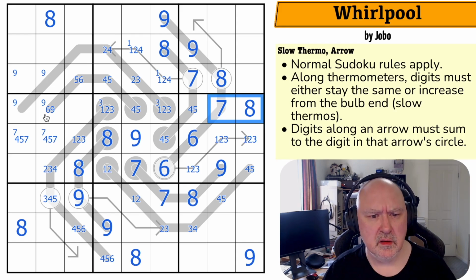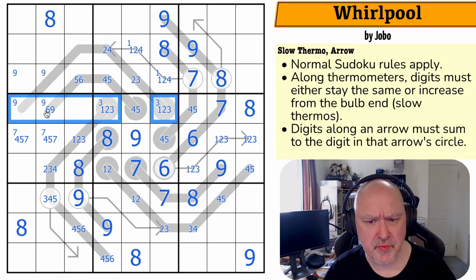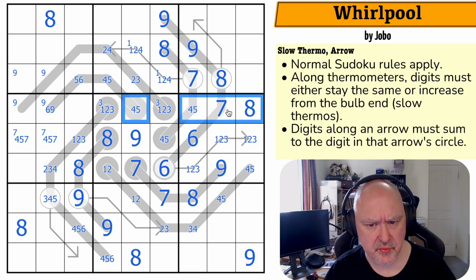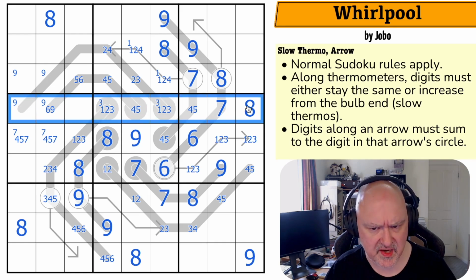Right. So where's the other 1, 2, 3 in this row? It has to be there. Because I can't put a 1, 2, or 3 here. Because this is 4, 5, 7, 8. So what I haven't placed is 1, 2, 3. I need to put another 1, 2, 3 in this row.